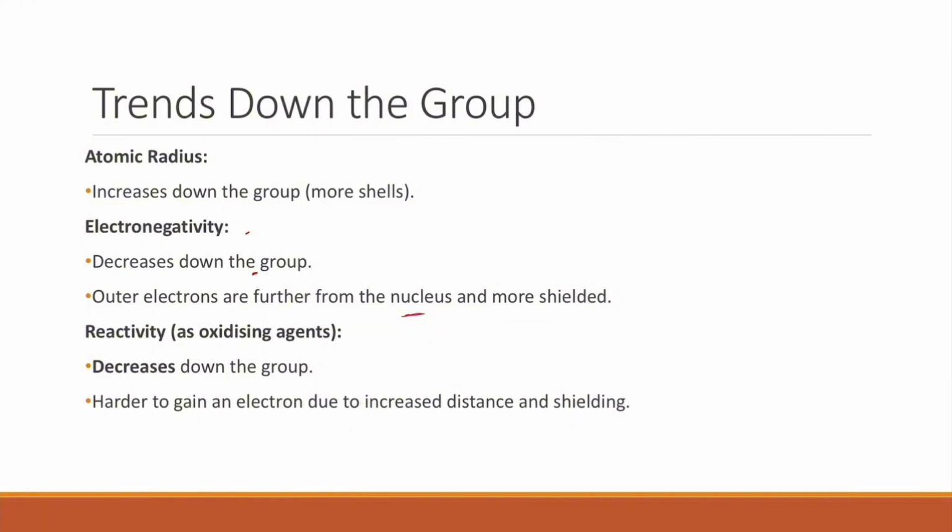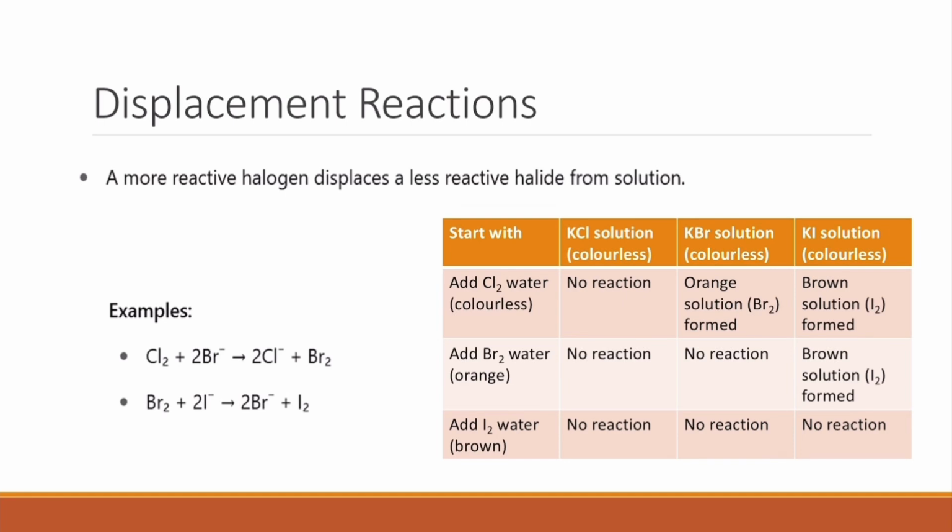Reactivity as an oxidizing agent, meaning gaining of electrons, will decrease down the group. And this is because it becomes harder to gain an electron down the group due to the increase in the distance between the outer shell electrons and the positively charged nucleus, and also because of the shielding. This is why we have these displacement reactions where a more reactive halogen displaces a less reactive halide from its solution. So chlorine will displace both the bromide and iodide to give a chloride solution and to give bromine or iodine.